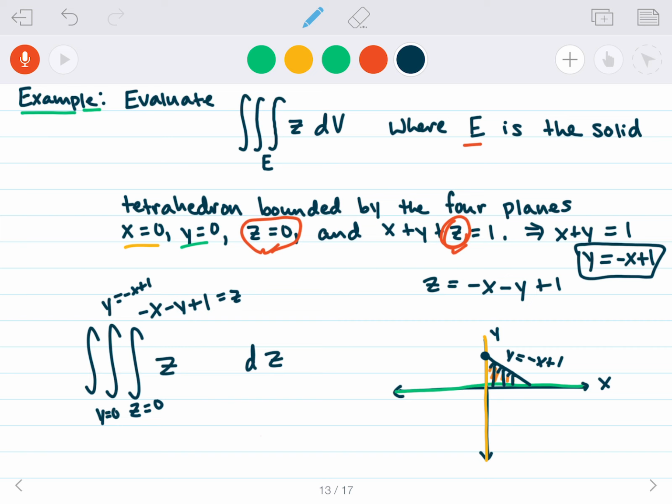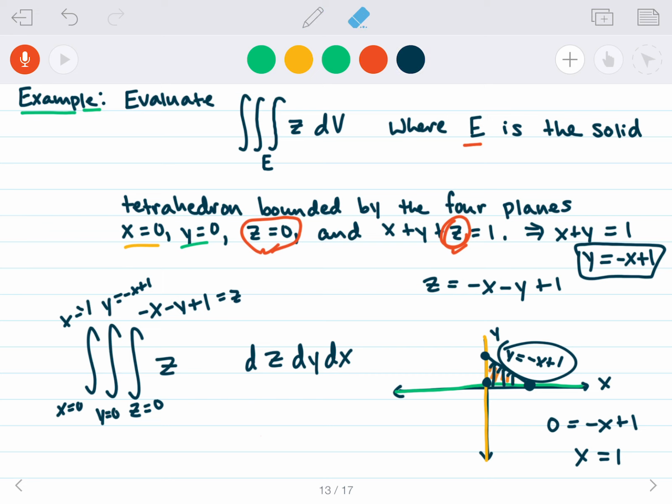And then for the x, you can just do your constants since it's the last one. So we have dy, and then finally dx. Well, we're starting at x equals 0. And we're ending right here at this intercept. Well, what is this x value? That's when y equals 0. So when y equals 0, we have 0 equals negative x plus 1. Solve for x to get x equals 1. So that is from x equals 0 to x equals 1.